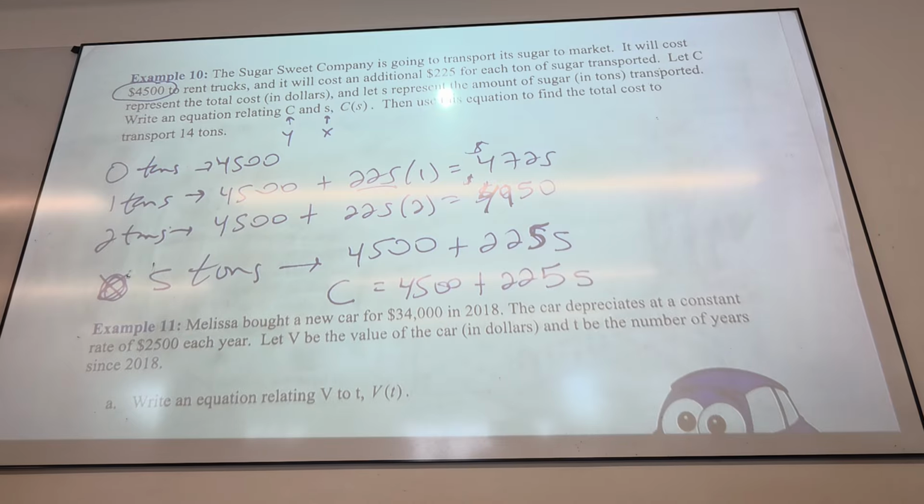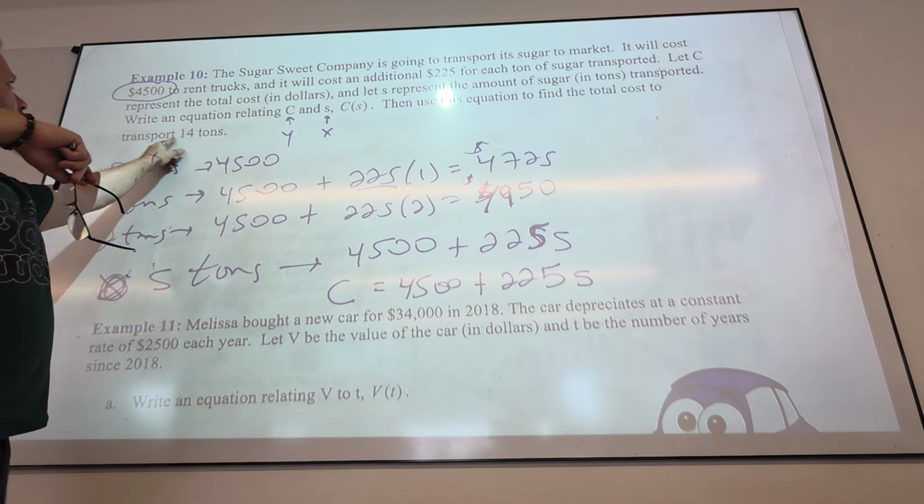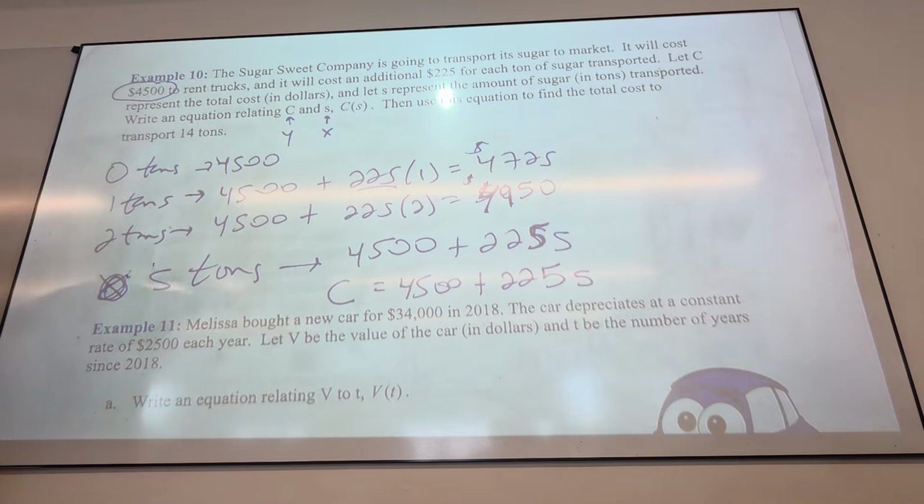How do I use the equation to find the cost to transport 14 tons? S is tons of sugar. 14 tons of sugar, I'll replace S with 14. What'll that be? 2250 plus 900, 3150, 7650.